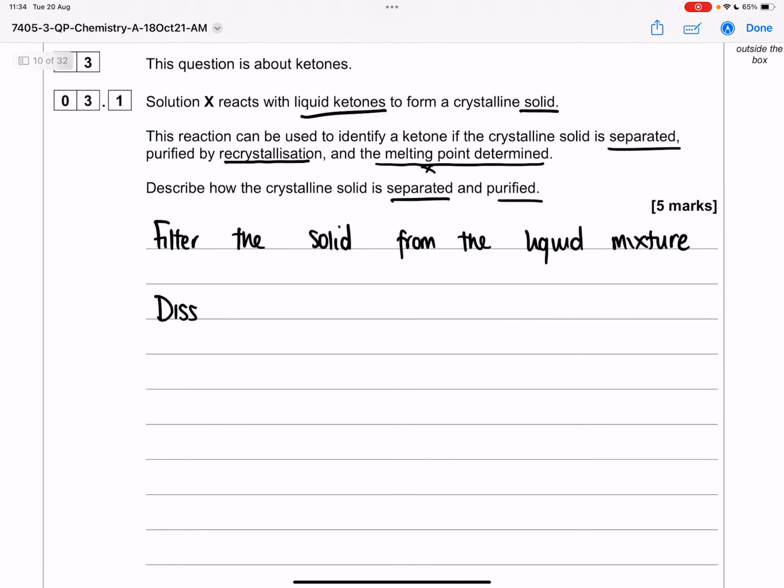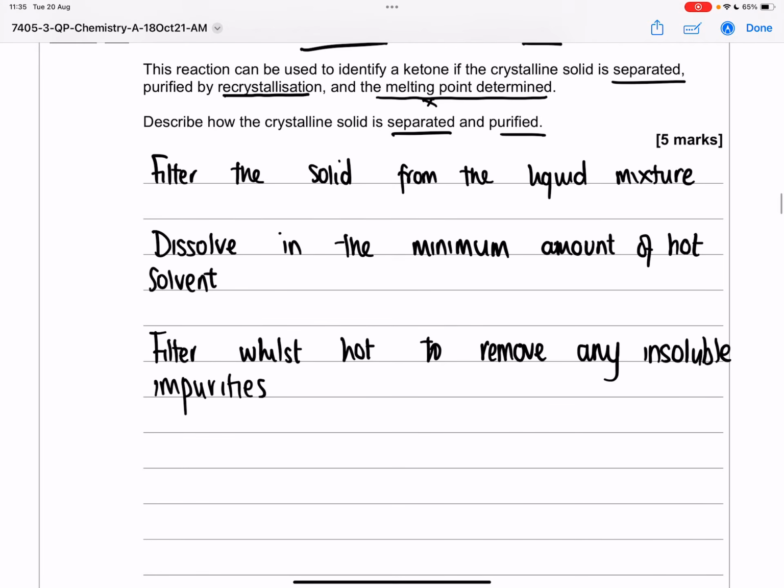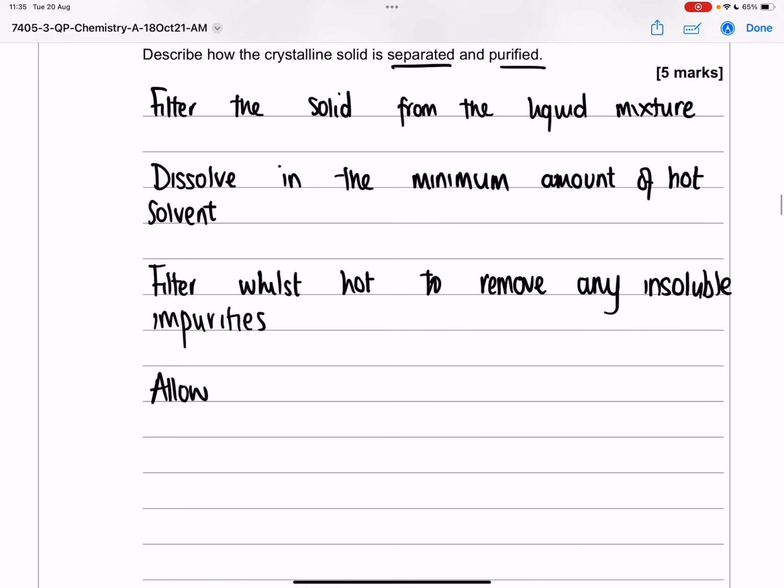This is about recrystallization. So we dissolve in the minimum amount of hot solvent. We then filter whilst hot to remove any insoluble impurities. And then we're going to allow to cool so crystals can form.